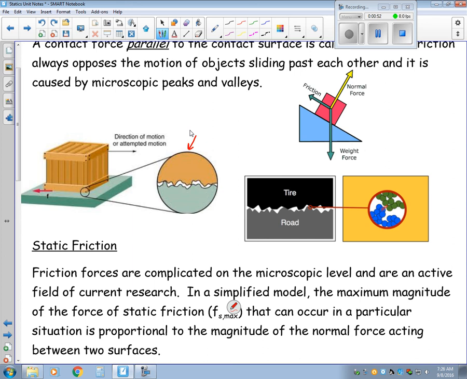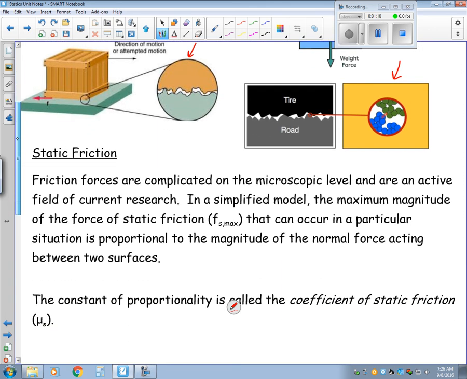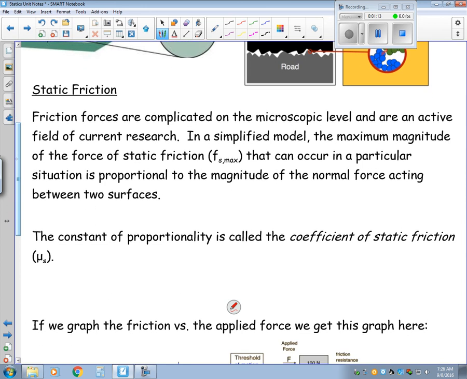And it is an electromagnetic thing. If we dive even deeper, we can see that it actually comes from the atoms being attracted to each other, kind of like a London force or a van der Waals force or something like that. So the first type of friction we have is static friction. Now, these friction forces are complicated at that microscopic level, and it is still an active field of research. But we do have some models.